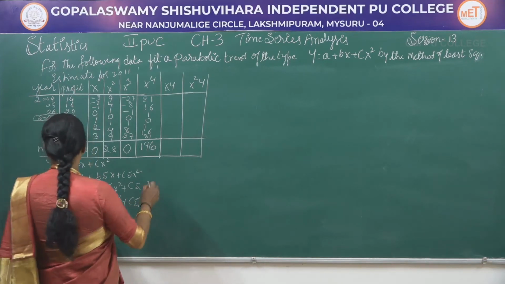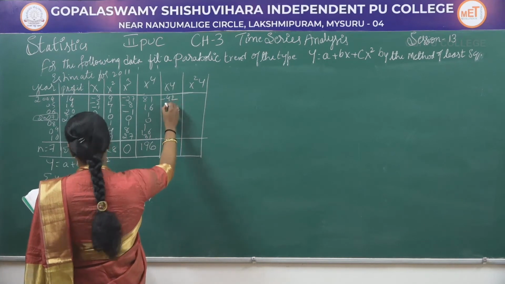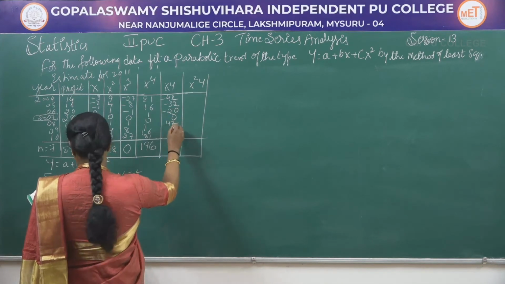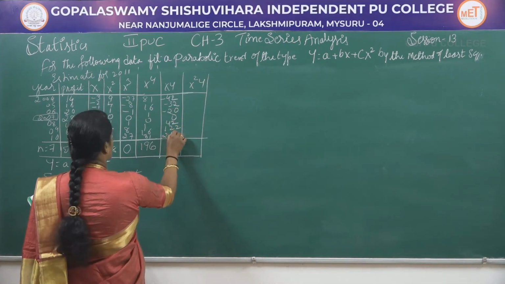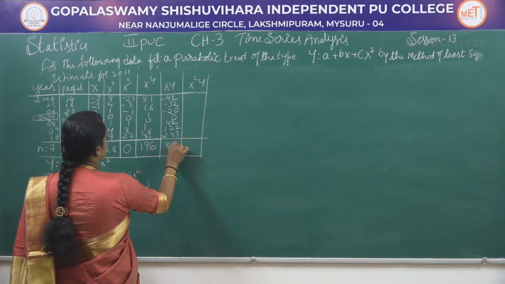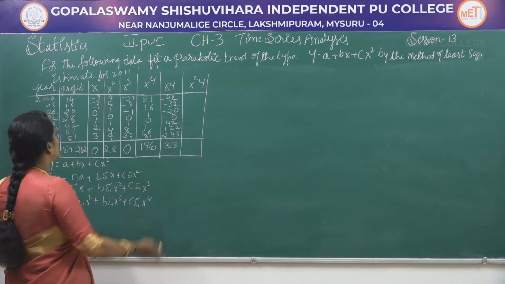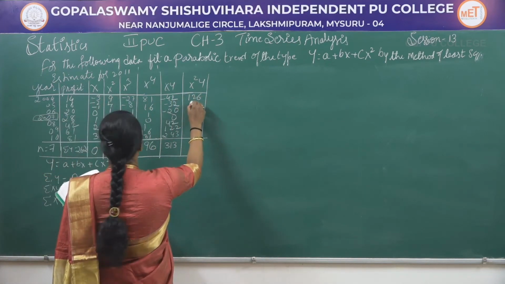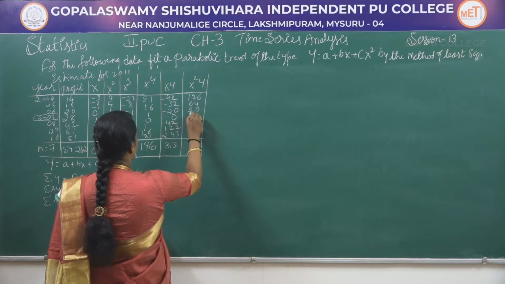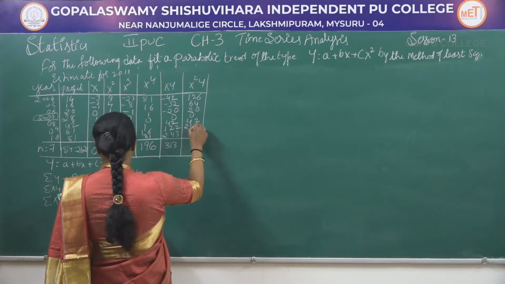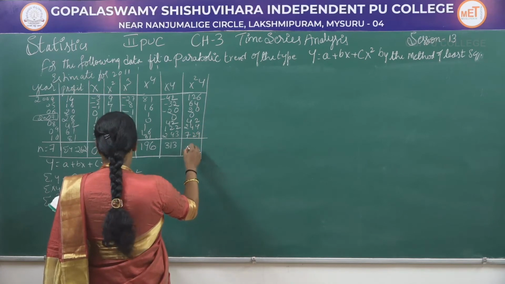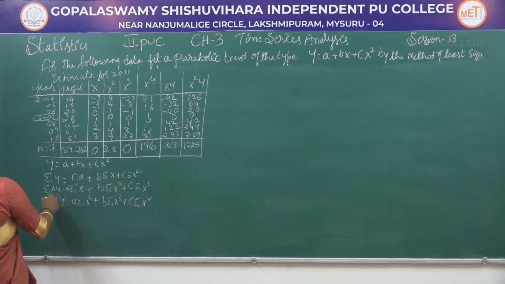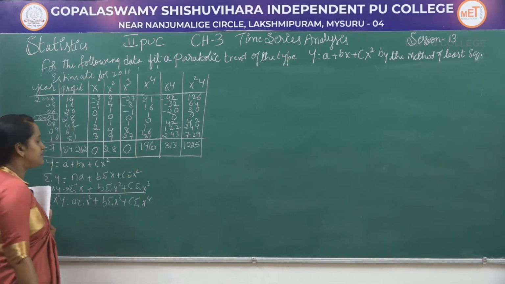Then x into y column: minus 42, minus 32, minus 20, 0, 42, 122, 243 and it is 313. Next x square into y: this is 126, 64, 20, 0, 42, 244, 729 and this total is 1225. Now you have to consider the second equation.